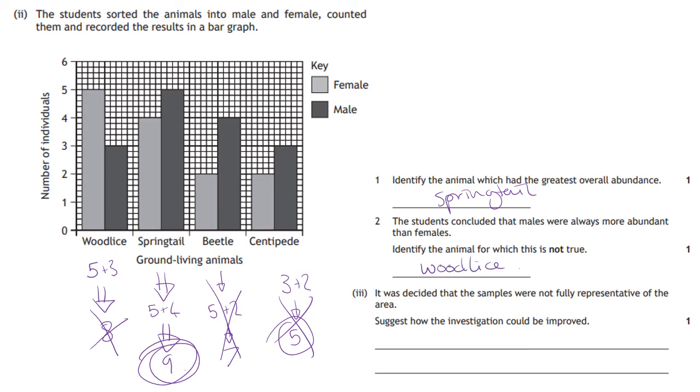It was decided that the samples were not fully representative of the area. Suggest how this investigation could be improved, right? If it's not representative, then maybe I've only set a few traps. So set more traps. I could also think, well, maybe some of the stuff has got eaten. So check more often. They're my two options for improvements.